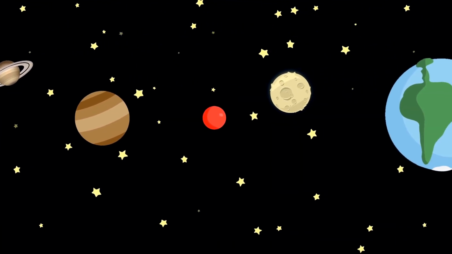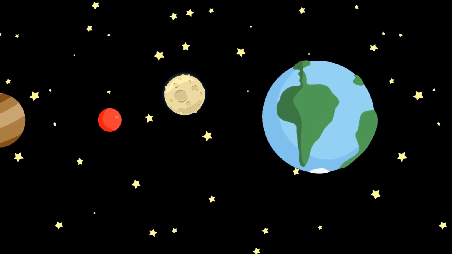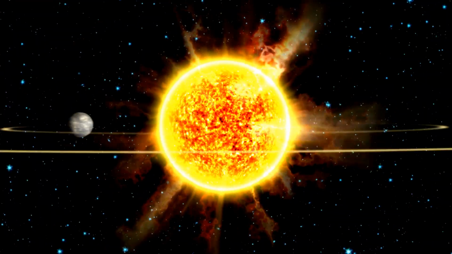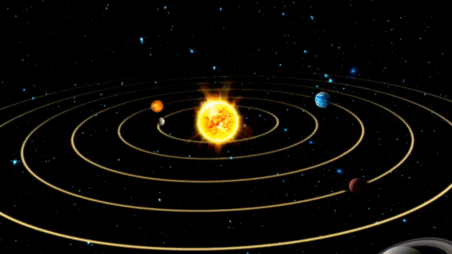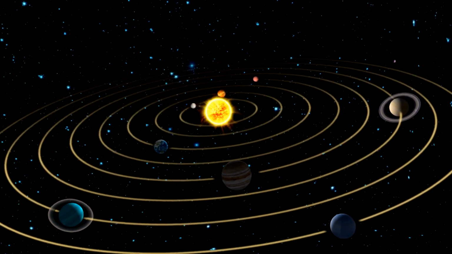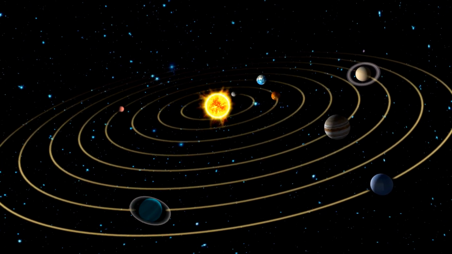To comprehend the vastness of the universe, astronomers use several units of measurement. First up, we have the astronomical unit, often abbreviated as AU. The AU is based on the mean distance from the Earth to the Sun, which is about 93 million miles. This unit comes in handy when we're talking about distances within our solar system.